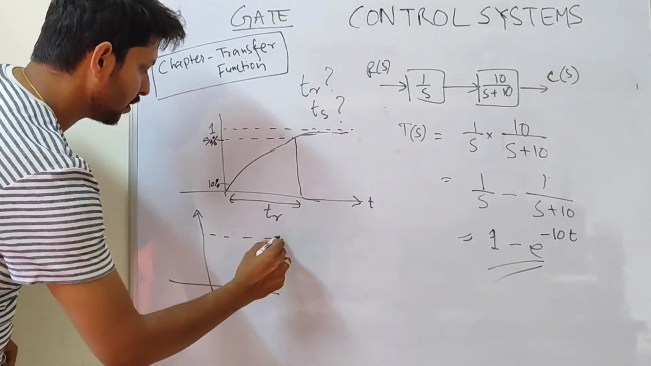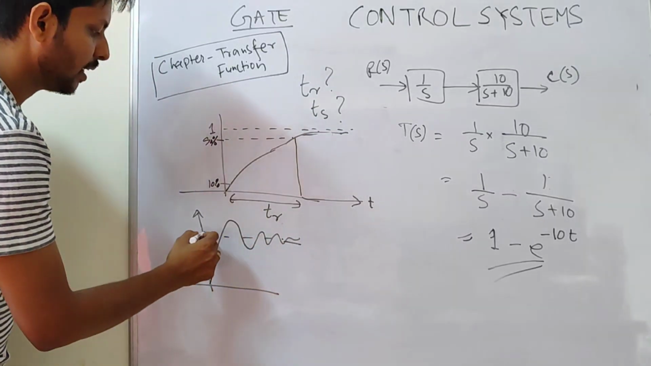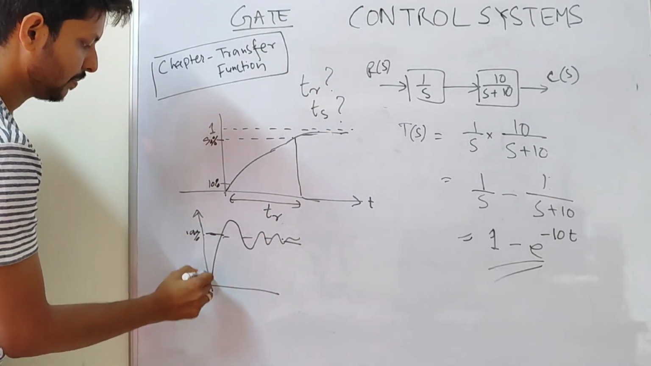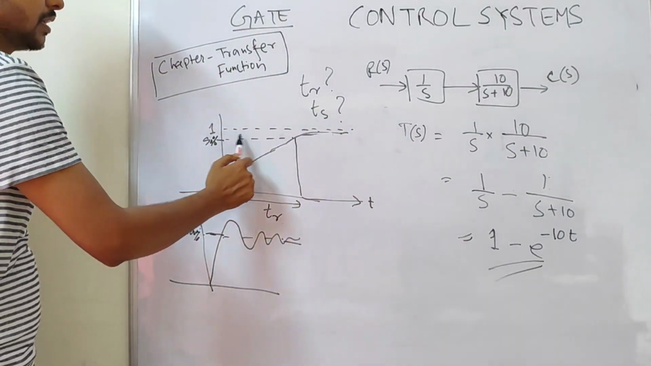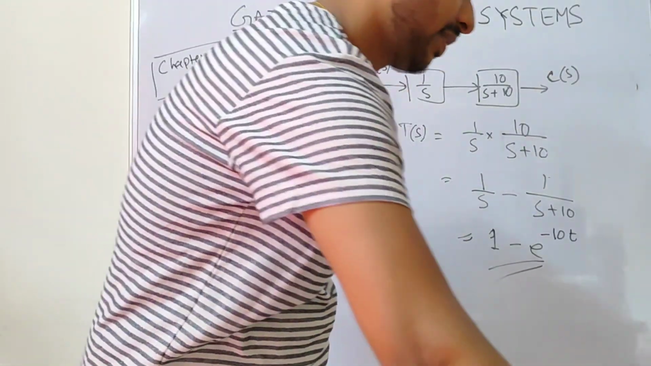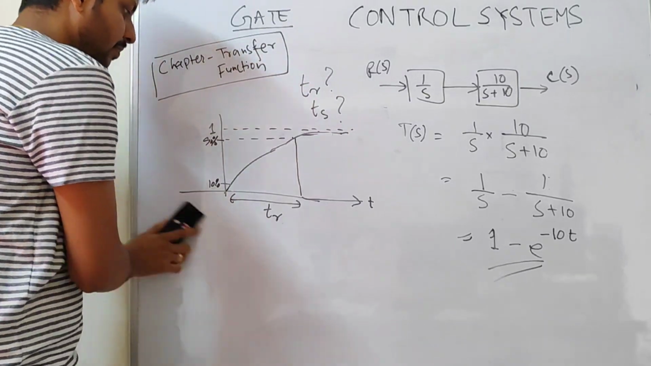If it was an underdamped system, it would look something like this. In that case, the rise time is the time to reach 100%. But here, since it never reaches 100%, we still use 90%, starting from 10%. So we are asked to find it for this one.